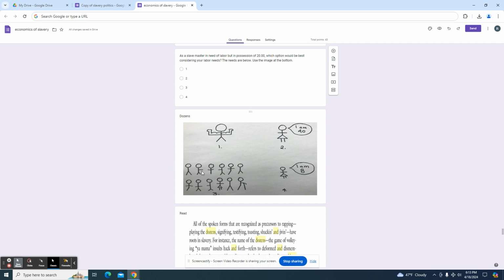This individual has no arms. This individual is missing one arm. This individual has no legs. And when you buy these slaves at a cheaper price, you're just looking at these options.